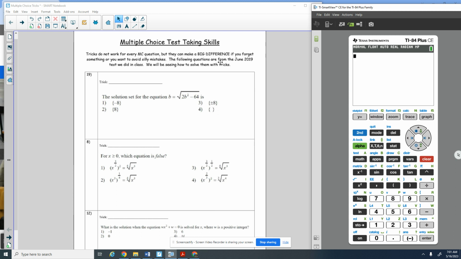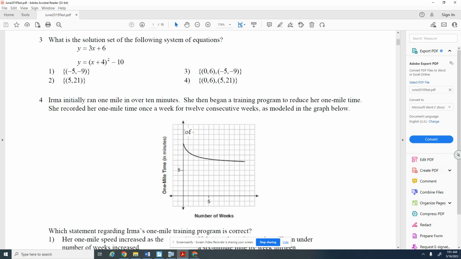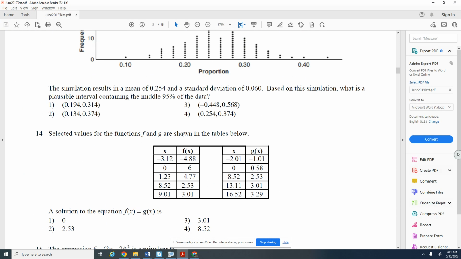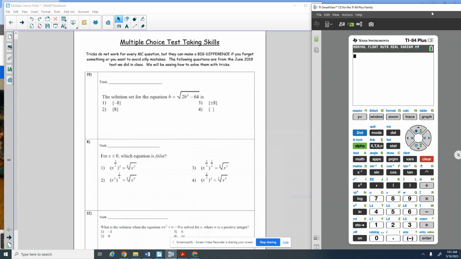So the first question is question 19 from the June 2019 test. I have the test here, and I'll show you so you're familiar with what we're working with. Here's the test, and if I go to question 19, I just cut and pasted this one. This is an equation. We can solve it by squaring both sides using algebra, but we can also just plug in our answer choices.